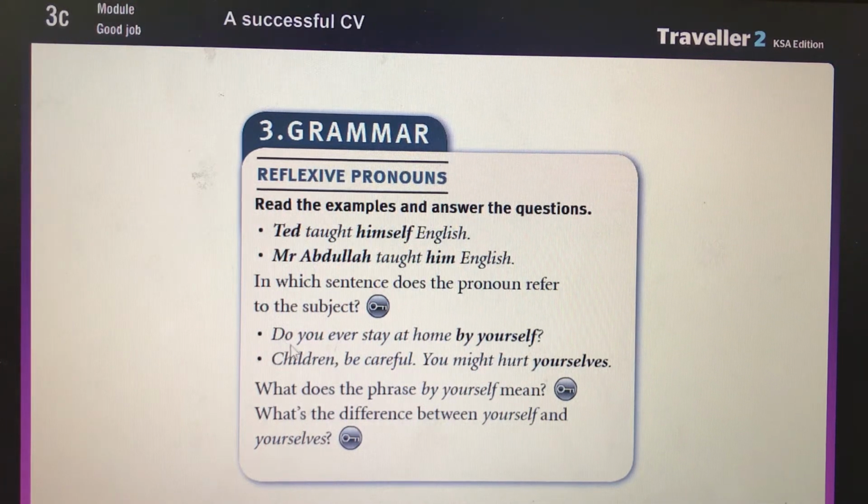Next. Do you ever stay at home by yourself? Children, be careful. You might hurt yourselves. What does the phrase by yourself mean here? By yourself means alone. What is the difference between yourself and yourselves? Right. Yourself is for one person. Yourselves is for more than one person.